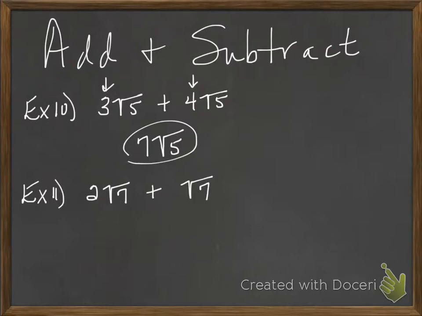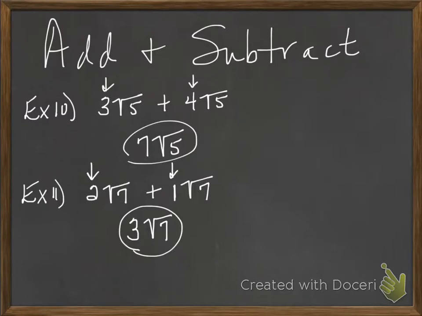What's the coefficient of the second square root? It's an understood 1. So if there's not a number out to the left of your square root, you can put in a 1. So now your coefficients would be 2 and 1, and 2 plus 1 would be 3. Keep your like term, which is the square root of 7. You're never going to add the numbers underneath the square roots. They are considered to be like terms, and you just always bring that square root down.